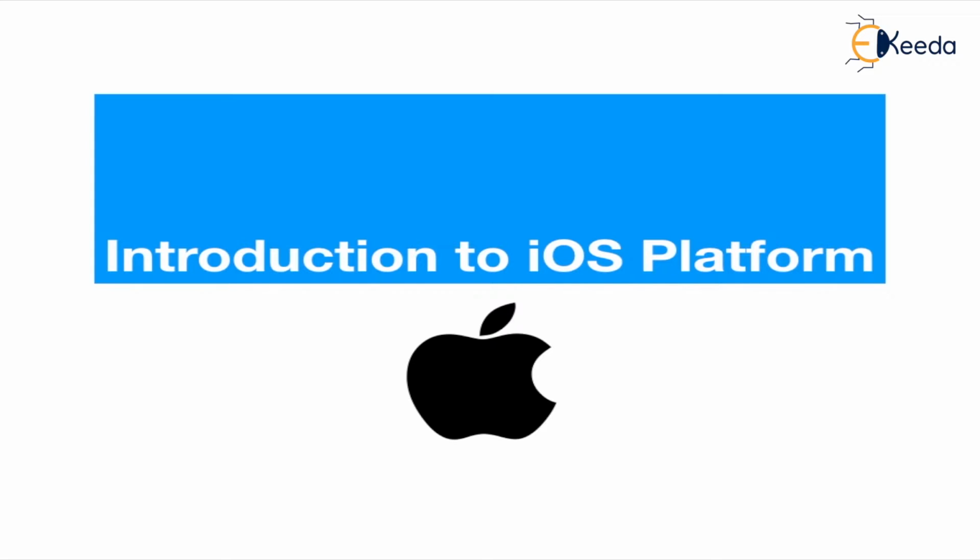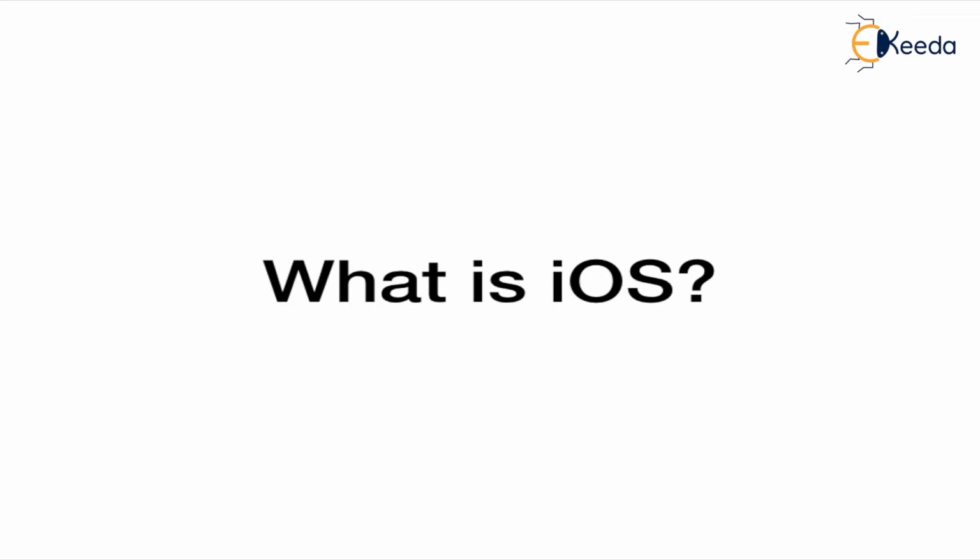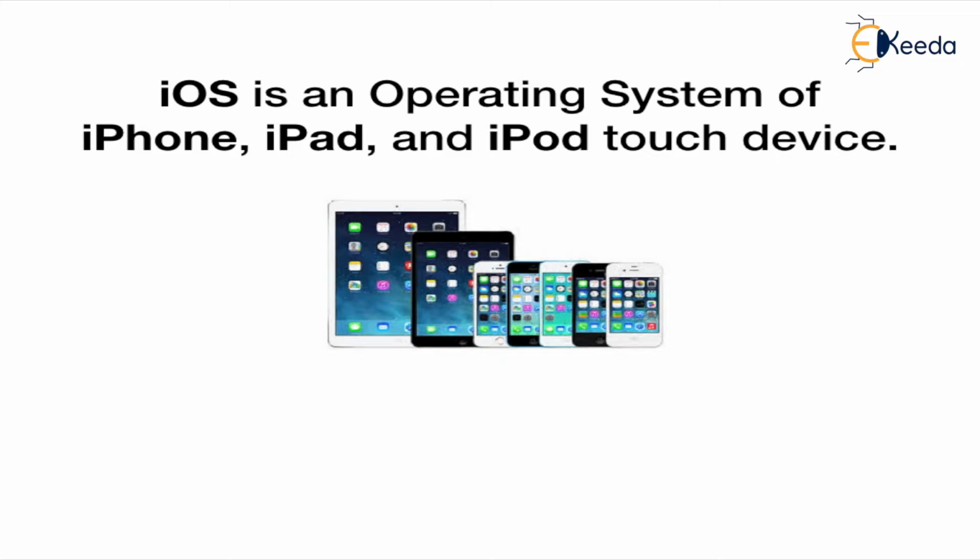So now let's start with iOS. First thing, what is iOS? The simple definition is, iOS is an operating system of the iPhone, iPad and iPod touch devices. Apple provides different devices. So iOS is a mobile operating system, and there are mainly three devices: iPhone, iPad and iPod touch.